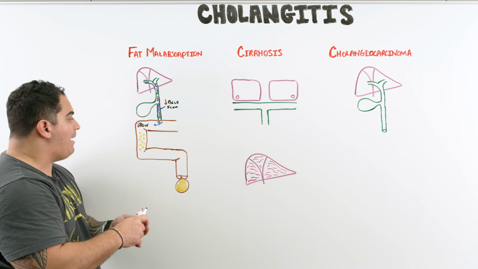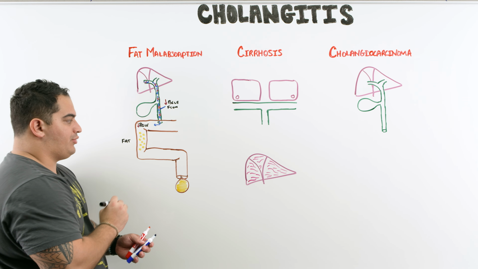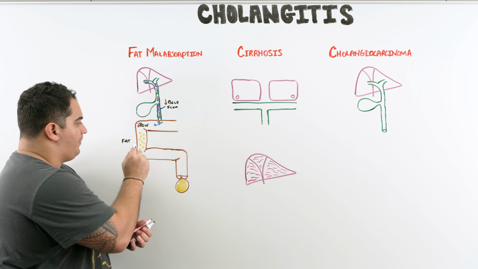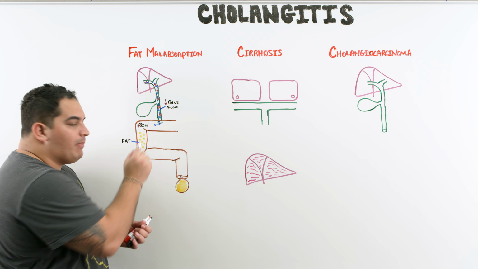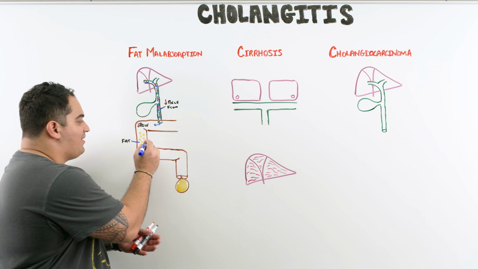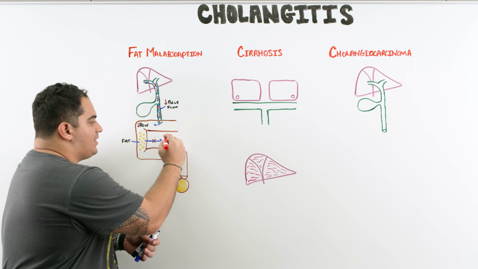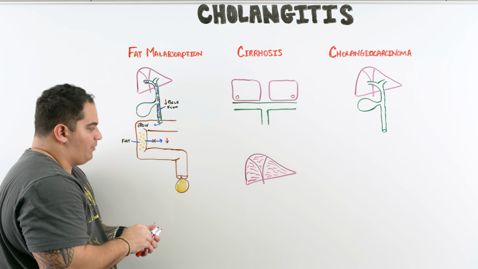So here's a bunch of fat molecules that I really want to be able to absorb into my bloodstream. So this is some fat globules here. But the bile is supposed to emulsify the fat. Am I going to get that emulsification factor? No. And so is the fat going to be properly absorbed? No. And so what happens is there is a decrease in fat absorption.